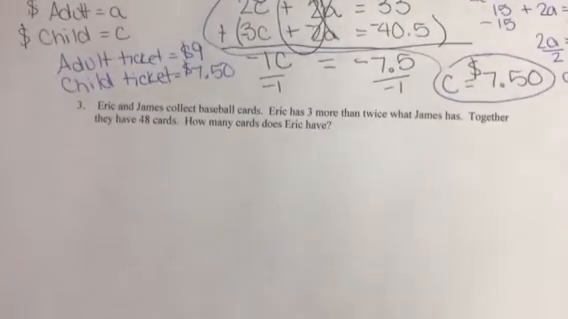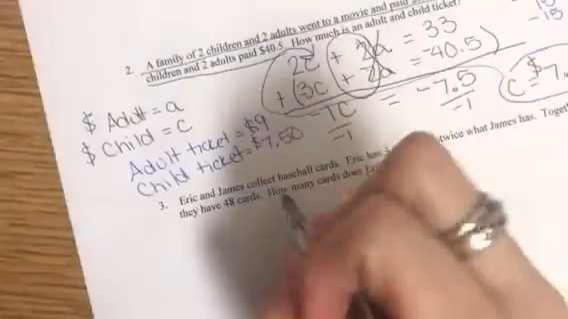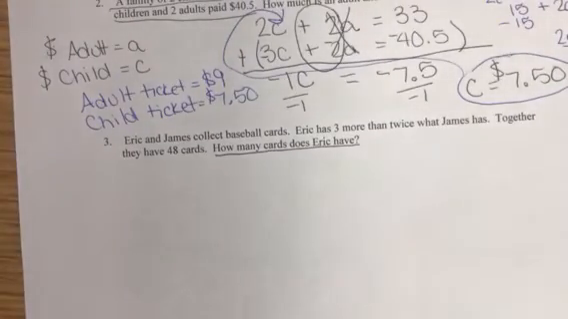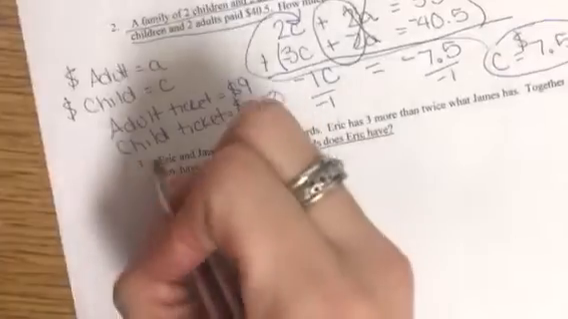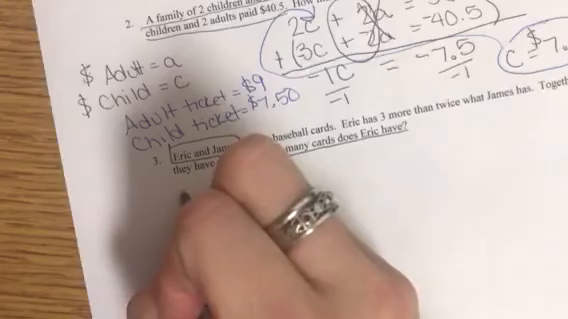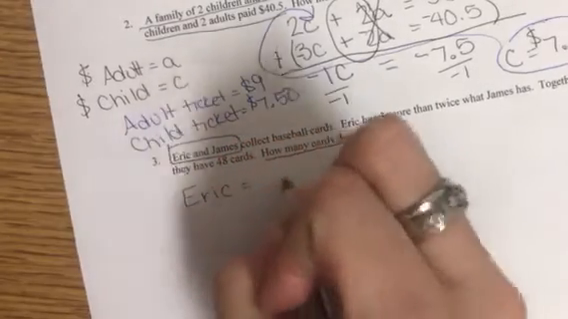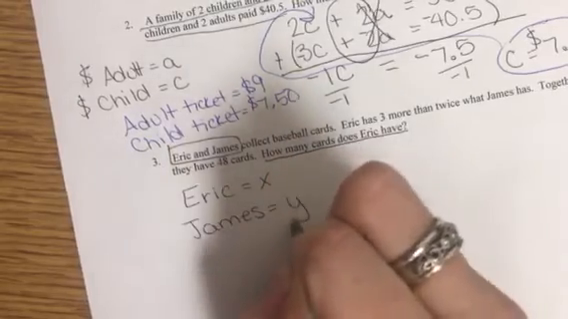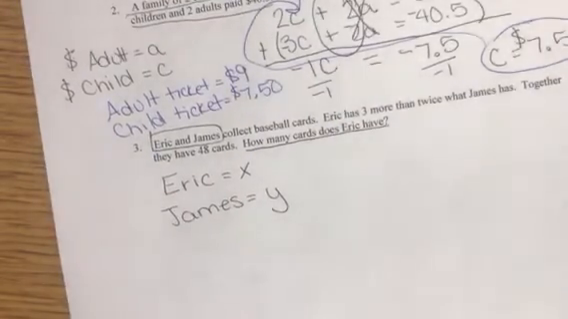Okay, so number 3 says Eric and James collect baseball cards. Eric has 3 more than twice what James has. Together, they have 48 cards. Now, even though this question says, how many cards does Eric have? There's still 2 things that we don't know, right? We don't know how many Eric has, and we don't know how many James has. So we have 2 variables happening here. Now, I'm going to just give Eric an X and James a Y, because I don't particularly like to work with the variable E. But if you wanted to, you could work with E, and that would be fine as well.